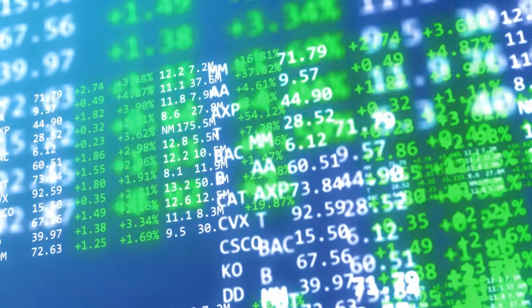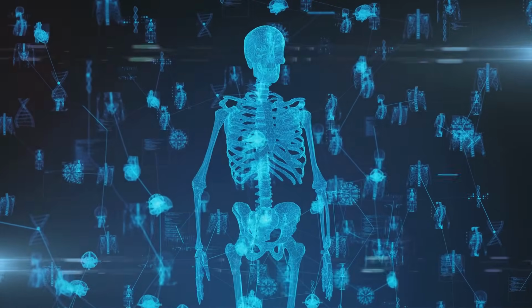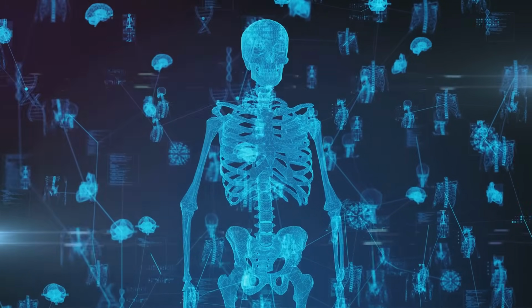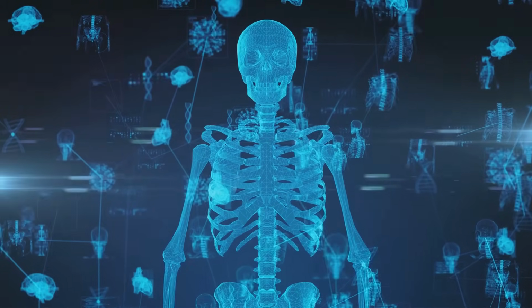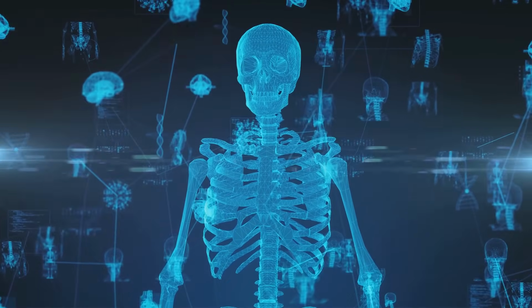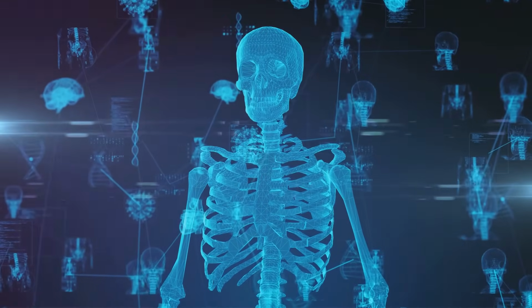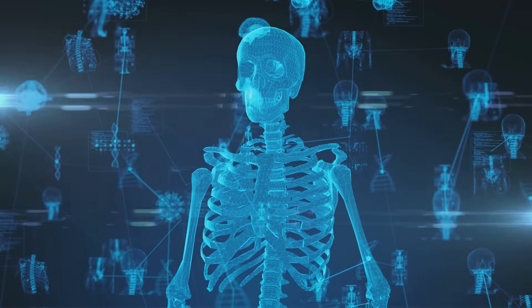In medicine and drug discovery, simulating molecular structures and interactions at a quantum level could accelerate drug discovery, leading to cures for diseases that are currently untreatable. Personalized medicine could become a reality, with treatments tailored to individual genetic profiles.